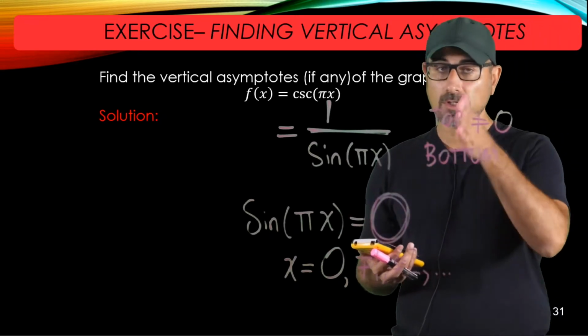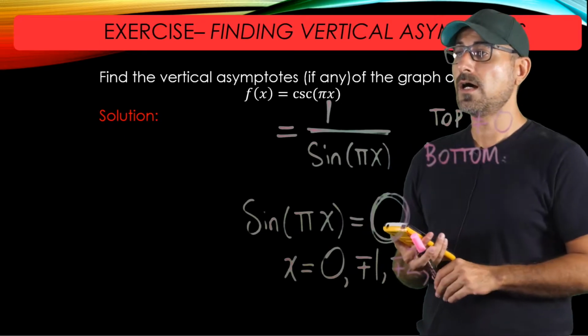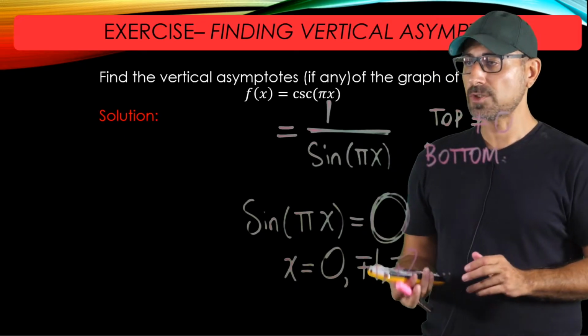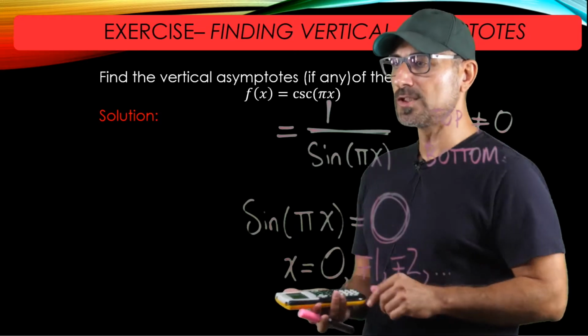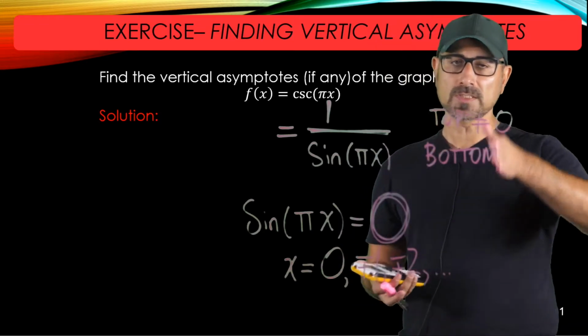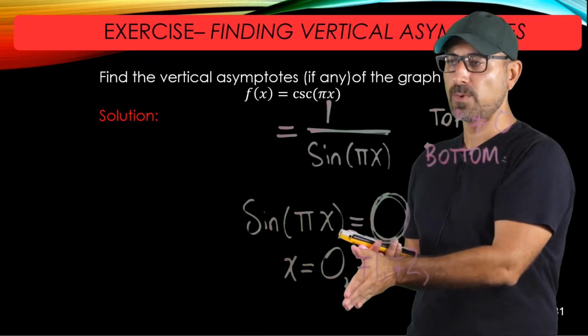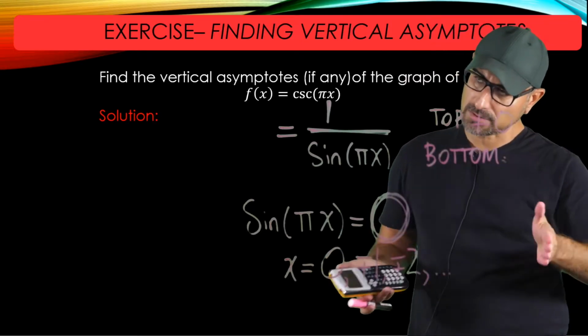Since all of these define lines, there are multiple lines making vertical asymptotes, and the first one is x equals 0, which is the y-axis. The next ones are the lines x equals 1 and x equals -1, and then x equals 2 and -2.